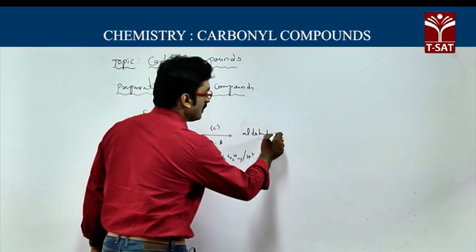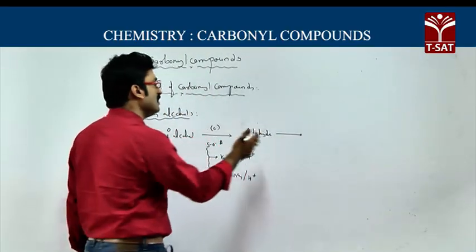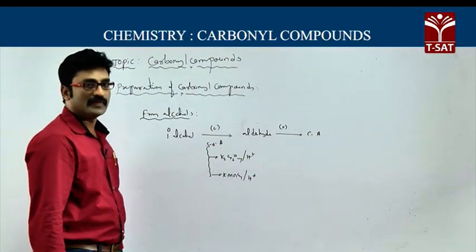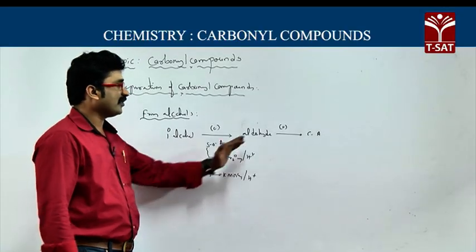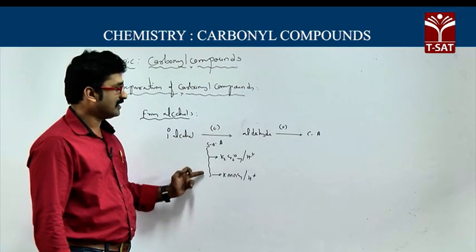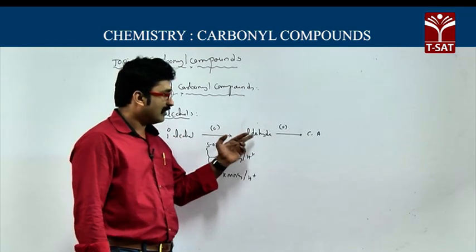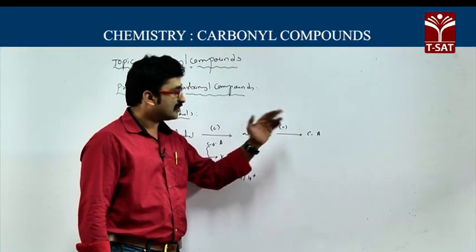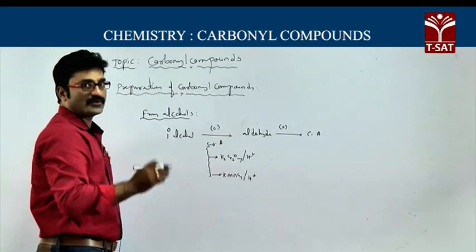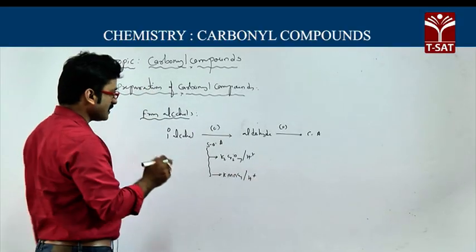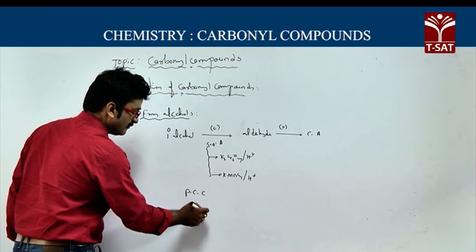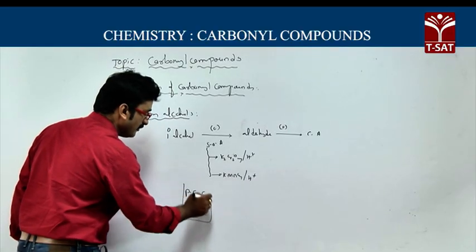And you know that these aldehydes are highly reactive, so they undergo further oxidation and form carboxylic acids. So in this case, if you want to prepare aldehydes from primary alcohols, we are not supposed to use strong oxidizing agents, because instead of getting aldehydes, we are getting carboxylic acids. So therefore, instead of a strong oxidizing agent, we are supposed to use a selective oxidizing agent such as PCC, PDC.